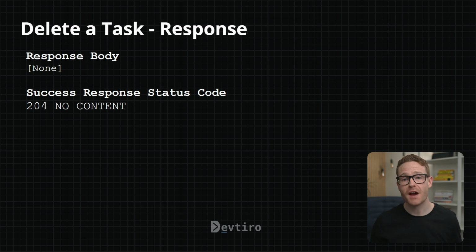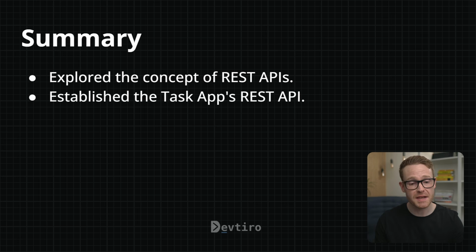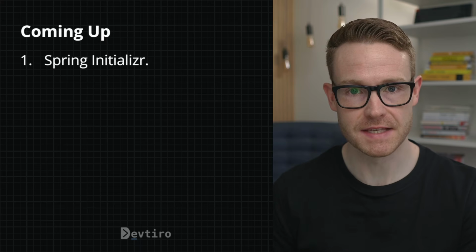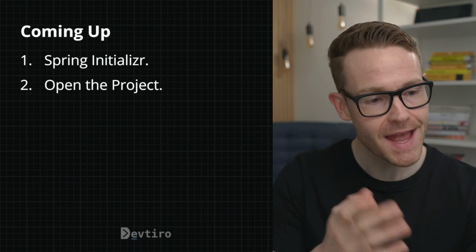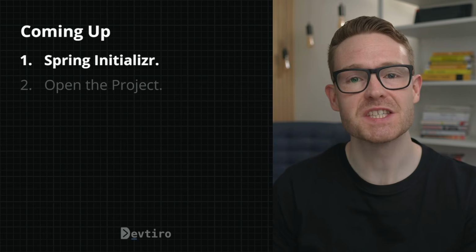And this is the REST API that we're going to implement in our task app. So in summary, we've explored the concept of REST APIs and we've established the task app's REST API. Let's start development. Let's start a new project. So here's what we have coming up in this lesson. We're first going to visit the Spring Initializer, and then we're going to download the project and open it up in our IDE. So let's get started and visit the Spring Initializer.